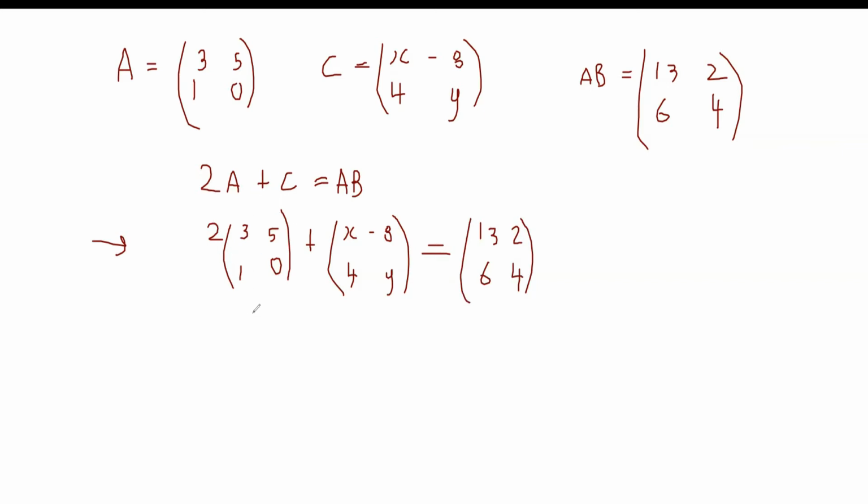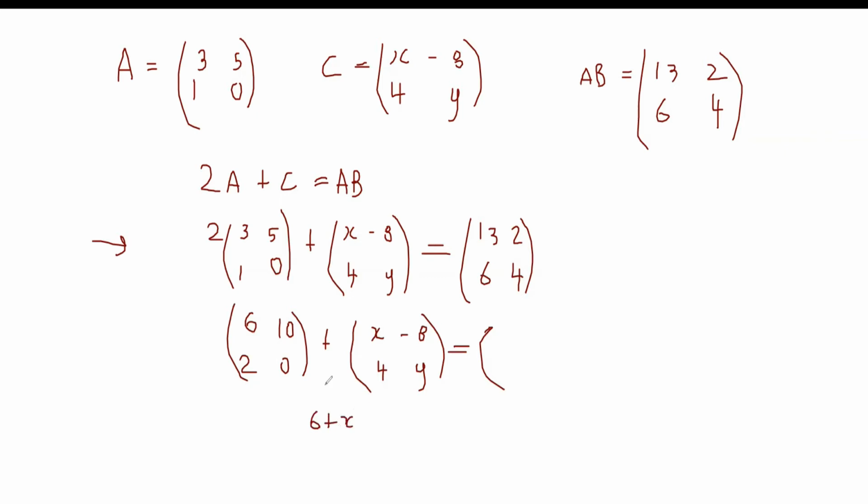2 times 3 is 6. 2 times 5 is 10. And then we go 2 times 1 is 2. 2 times 0 is 0. So this is 2 times A. Then we add it to matrix C. But matrix C is just X minus 8 for Y. So come simplify this left-hand side before we look at the right. So now we're going to go 6 plus X to make this become 6 plus X.